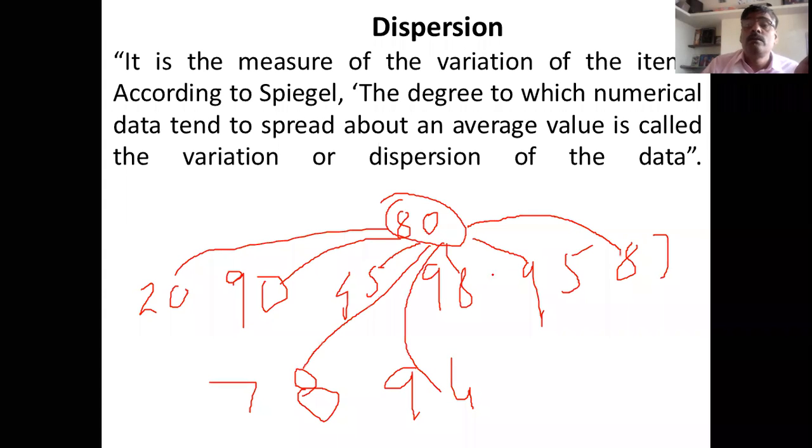To know how far away the values are from the mean value, we call it the dispersion. Dispersion means it is the measure of variation of the item. This is the definition given by Spiegel: the degree to which numerical data tend to spread about an average value is called the variation or dispersion of the data. You remember this point for 2 marks. What is dispersion?